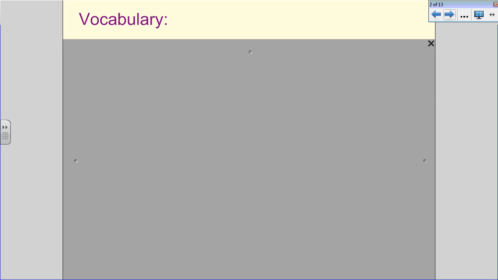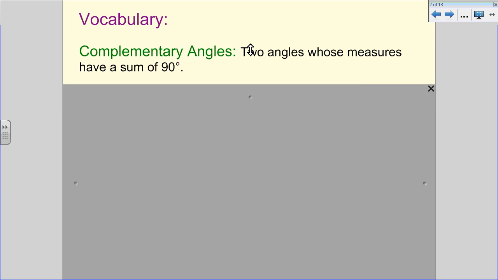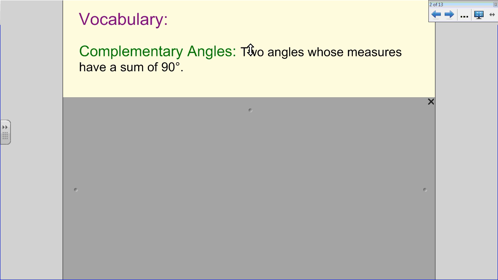So the first thing we want to do is build your vocabulary. Like I said, you may need to pause. But complementary angles are two angles whose measures have a sum of 90 degrees. So we've got two angles, and they're going to add up. Sum means to add, to give you 90 degrees.